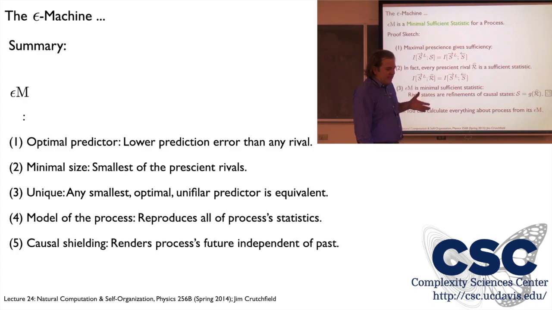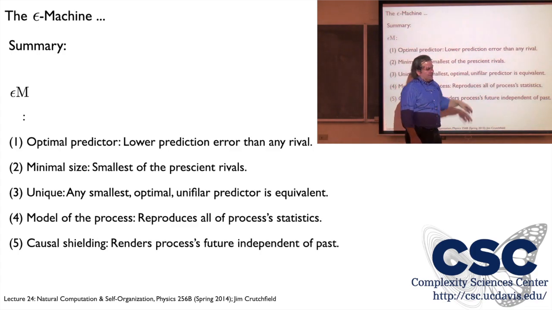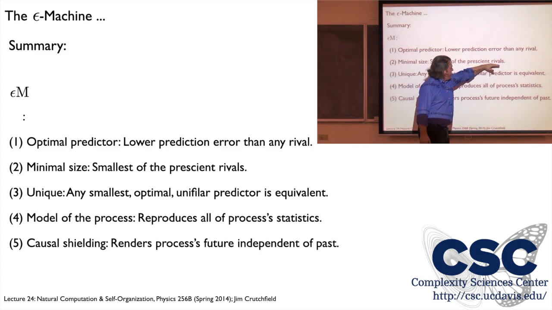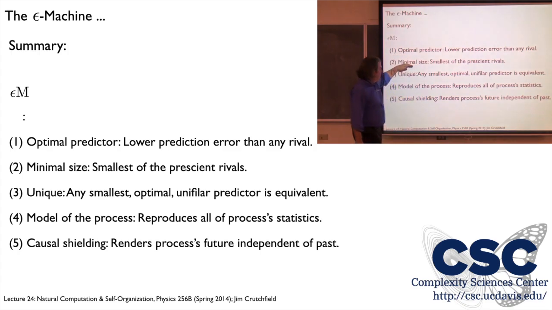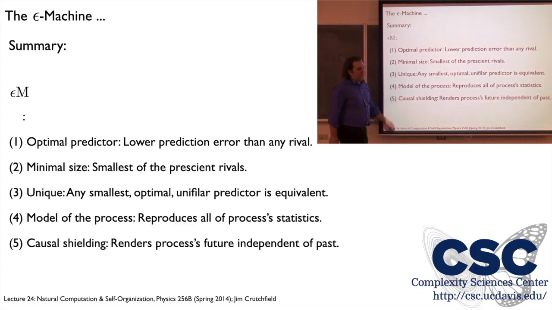A lot of this is just recasting things we already talked about with the other properties, but at least it makes a connection to this other discipline of statistics. So just to summarize, we showed that the Epsilon machine is an optimal predictor. It has the lowest prediction error of any rival, unconstrained, but of the optimal predictors, it's the one of smallest size. And if you come up and say, oh, I've got an optimal predictor of smallest size, it's essentially equivalent to the Epsilon machine.